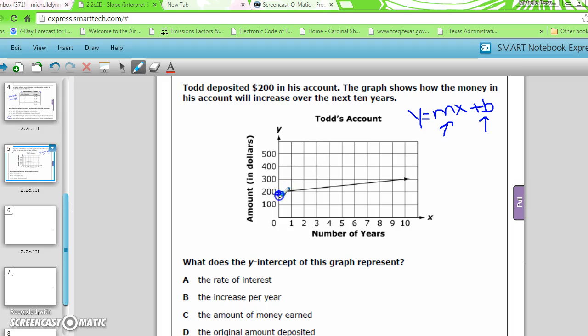What did we hear about 200? That's the amount Todd deposited in his account. So that would be D, the original amount deposited. Remember, b is where you start and m is how you move. So the b is going to be your initial input, and then this is going to be how you move from there.